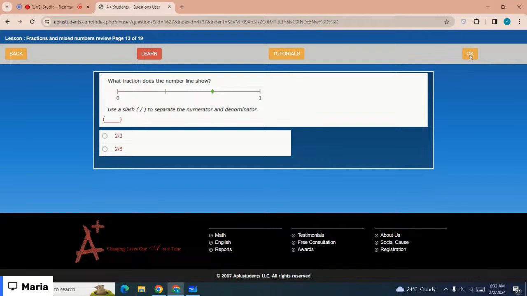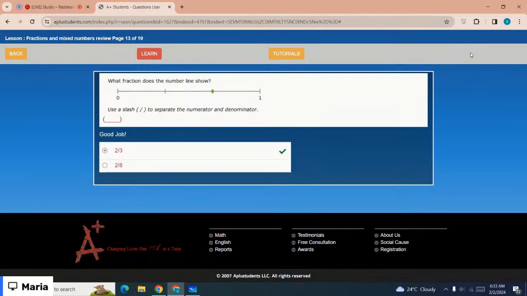What fraction does the number line show? Which is the correct option? The correct option is, yes, that is 2 out of 3. Option number 1 is the correct option.